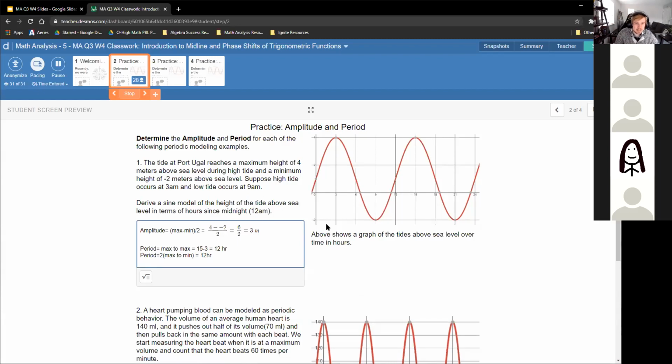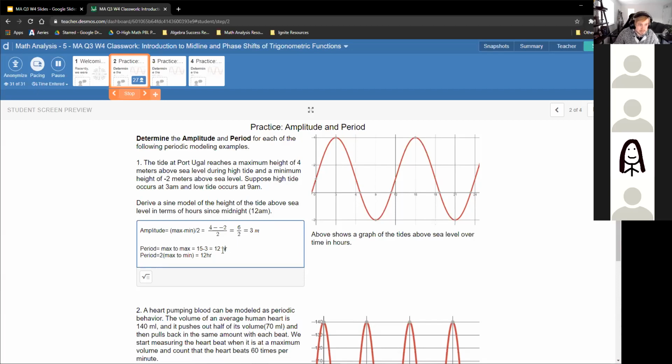I also saw someone calculated it from minimum to minimum. They said 9 to 21 was a difference of 12 hours as well. Cool. Thank you very much, guys. That was finding amplitude and period.